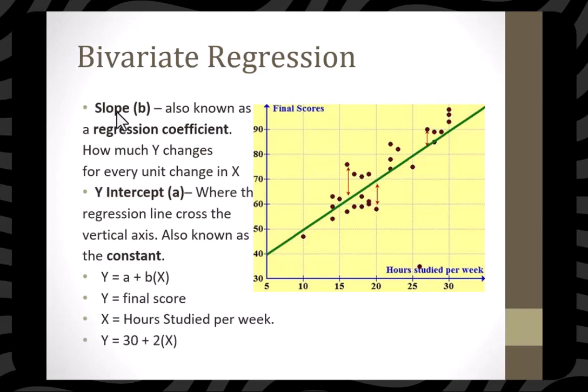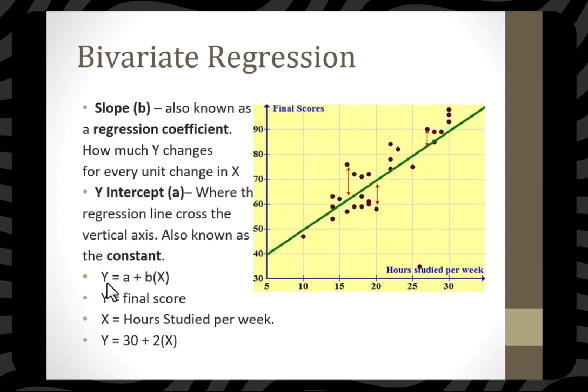So we have a slope. Anytime we have a line, we have a slope, also called b. It is also known as the regression coefficient, and it is how much y changes for every unit change in x. We also have a y-intercept. This is where the regression line crosses the vertical axis, or where x is going to be equal to 0. This is also known as a constant.